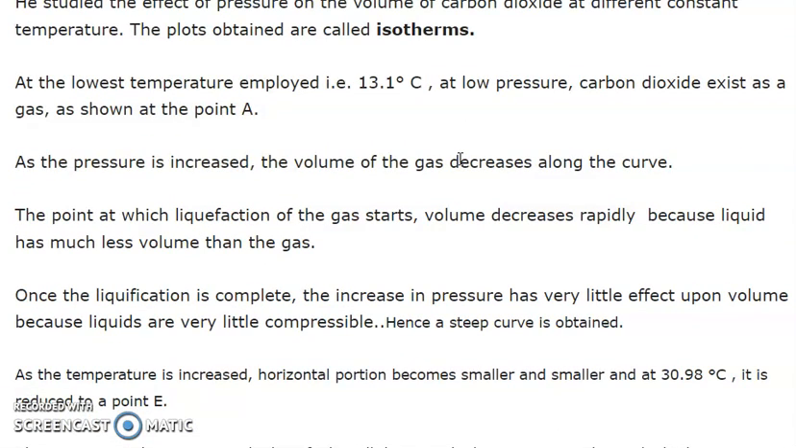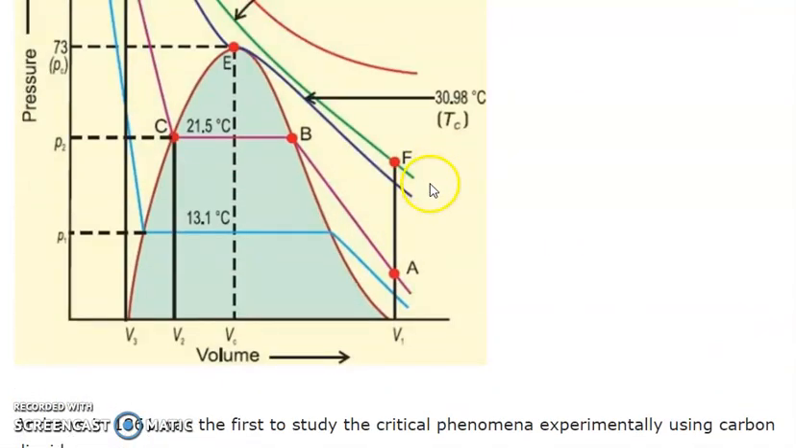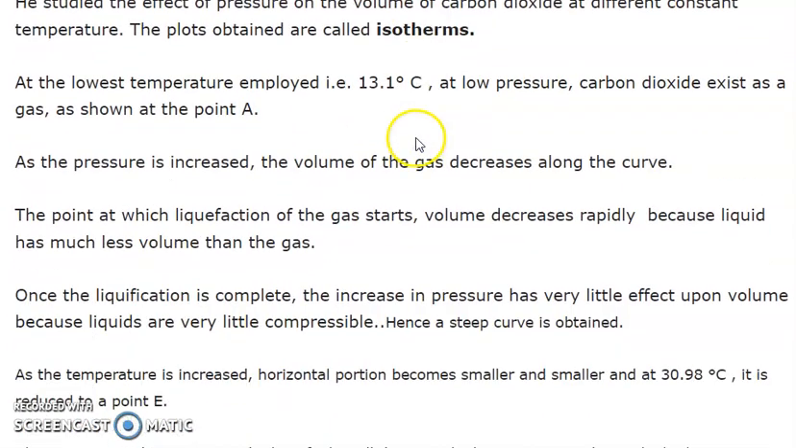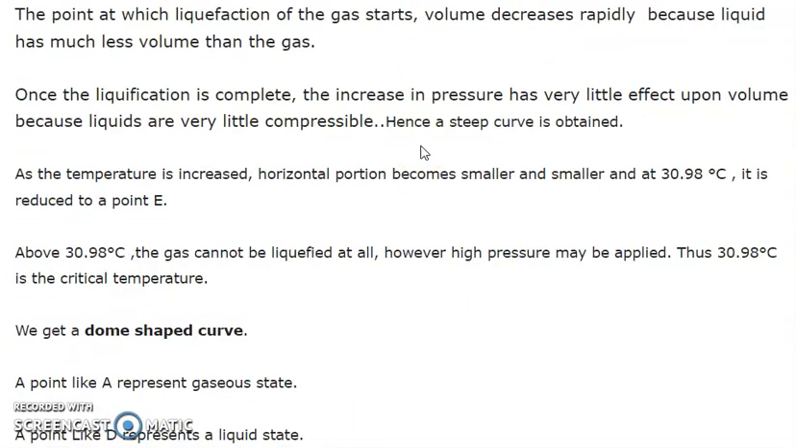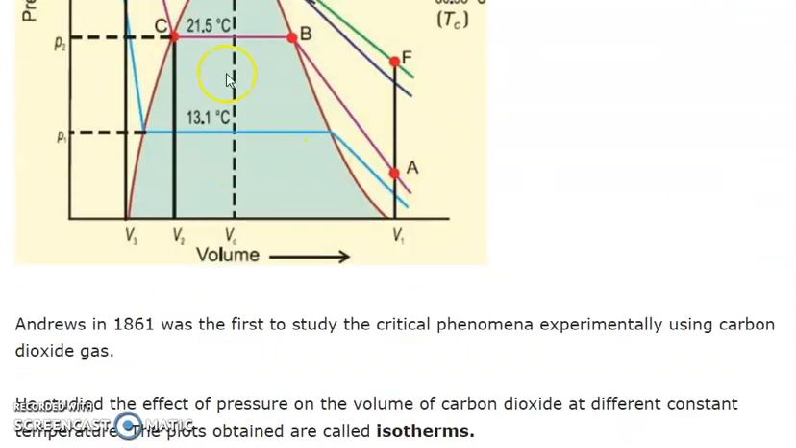As the temperature is increased, the horizontal portion becomes smaller and smaller, and at 13.98 degrees Celsius, it is reduced to a point E. Look at here. So above 13.98 degrees, the gas cannot be liquefied at all, however high pressure may be applied. Thus, 13.98 degrees Celsius is the critical temperature. We get a dome-shaped curve. You can see this is a dome-shaped curve.